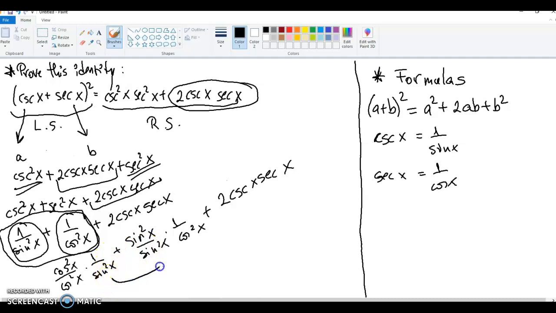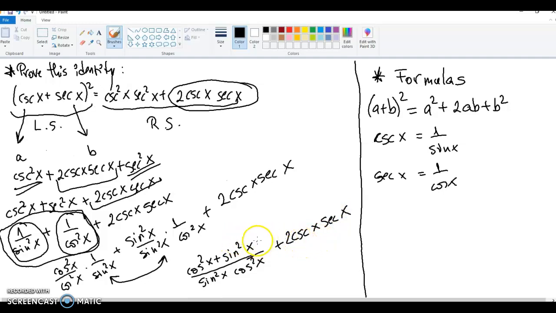Obviously, if you look at these first two terms, you're going to see that we have a common denominator. The common denominator is sine squared of x times cosine squared of x. I'm going to write that down. I'm going to start with the denominator: sine squared of x times cosine squared of x. The numerator is going to be cosine squared of x plus sine squared of x. I'm going to copy the third term, but in this case it's going to be the second term, which is 2 cosecant of x times secant of x.